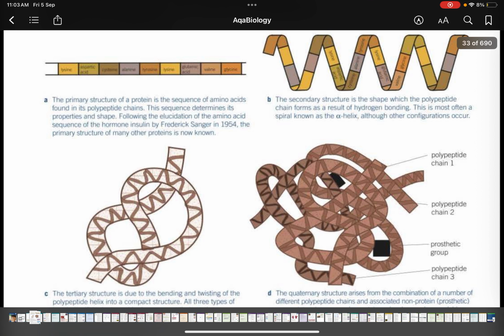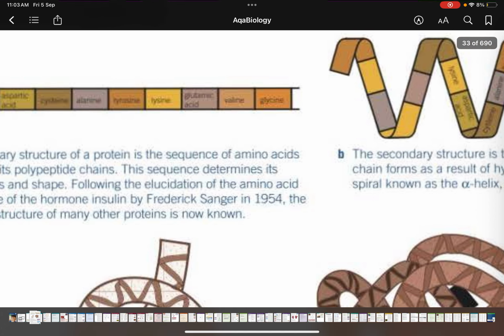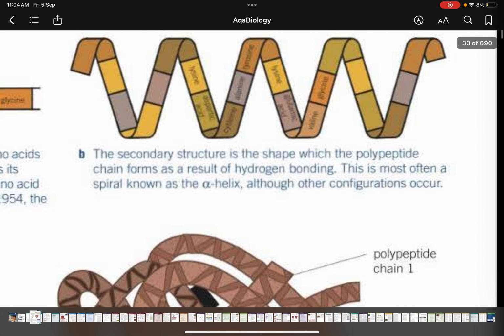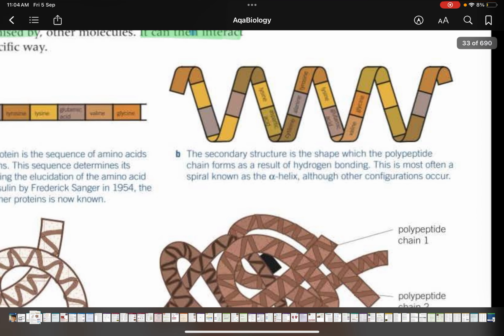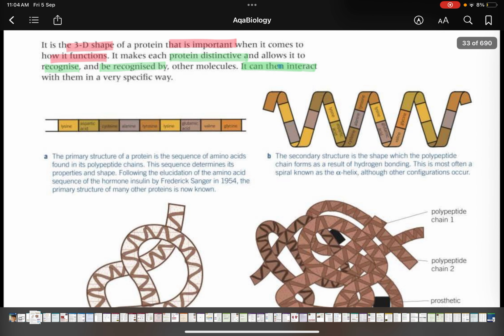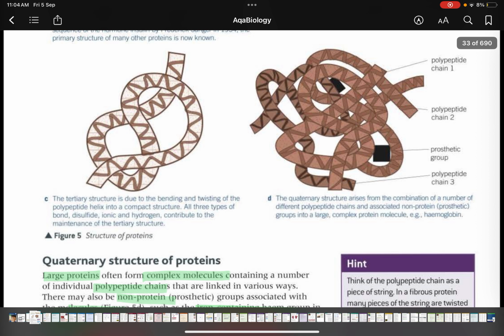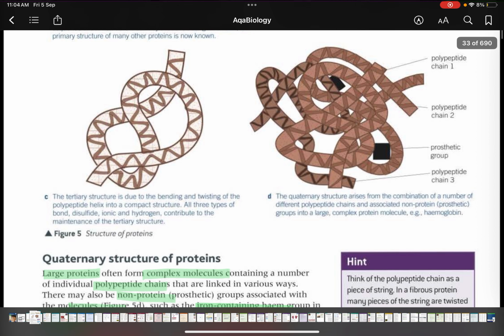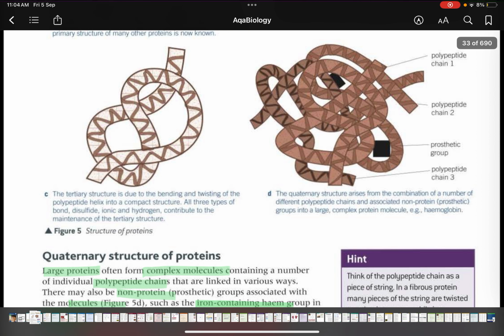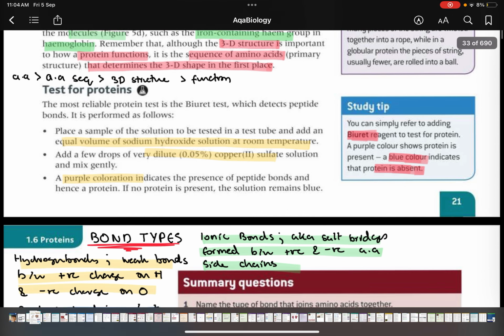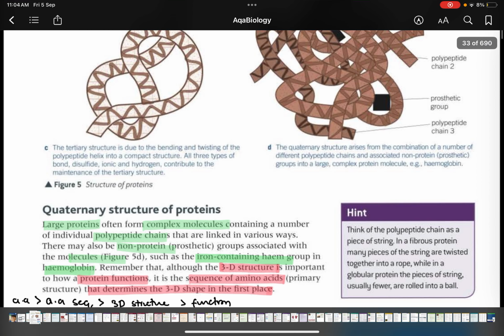So that's my primary structure, my secondary structure, hydrogen bonding between the slightly negative O and the slightly positive H, tertiary structure, and then we have our quaternary structure. This is a little bit trickier, but not too bad.